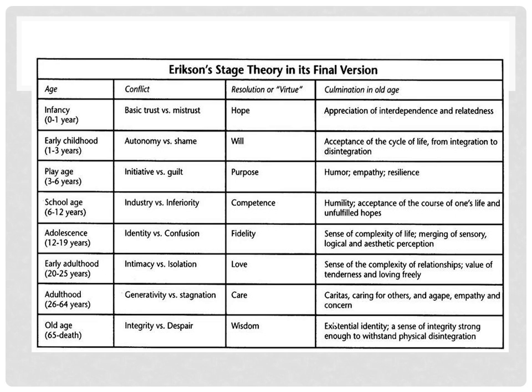The first one, 0 to 1 years old, basic trust versus mistrust. Next, let's go to the second one, which is the early childhood, from the ages 1 to 3 years old. Here, whether the child will develop autonomy versus shame and doubt. The virtue that they will develop here is the will to do great things by themselves. At old age, what they culminate from this stage is the acceptance of the cycle of life, from integration to disintegration.